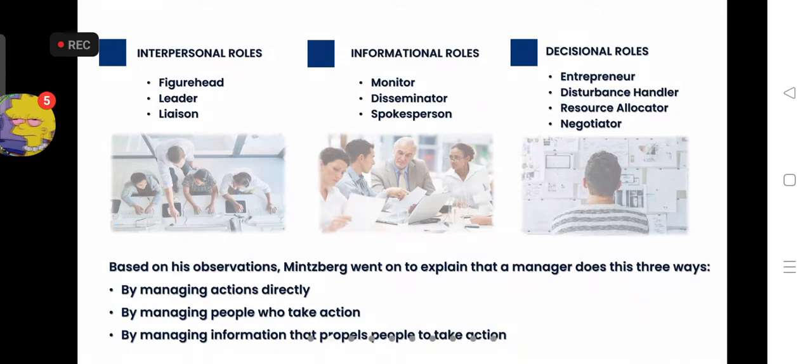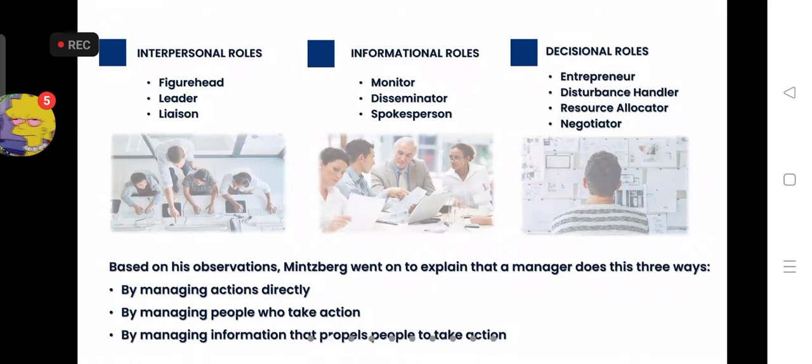So recently, Mintzberg completed another hands-in and up-close study of managers, which he concluded that basically, managing is about influencing action. It's about helping organizations and units to get things done, which means action. So based on his observations, Mintzberg went on to explain that a manager does this in three ways. This is first by managing actions directly.